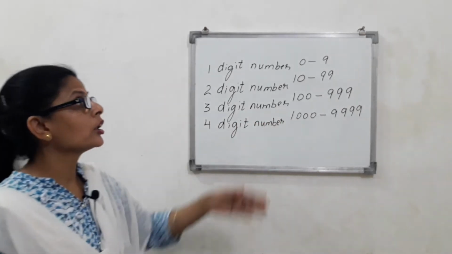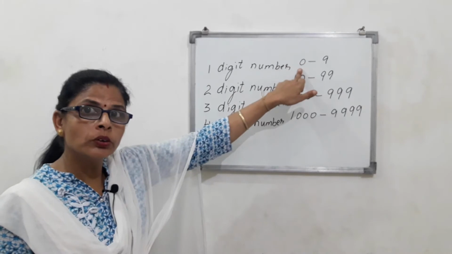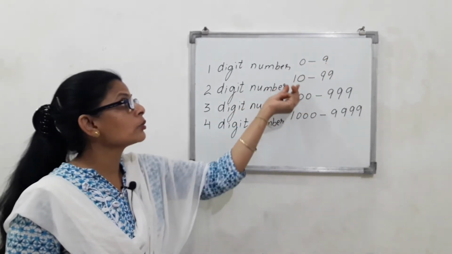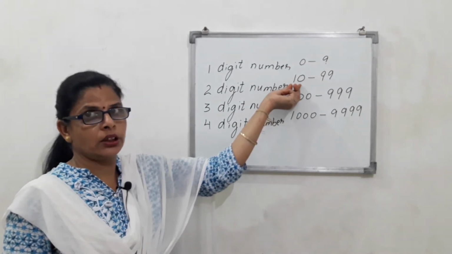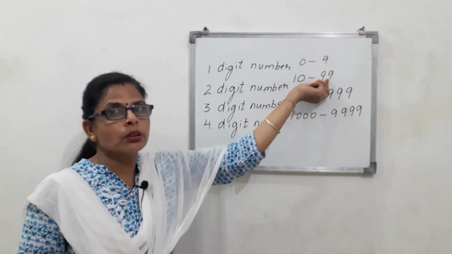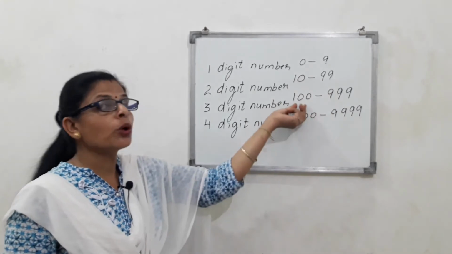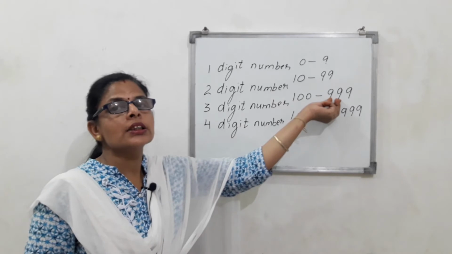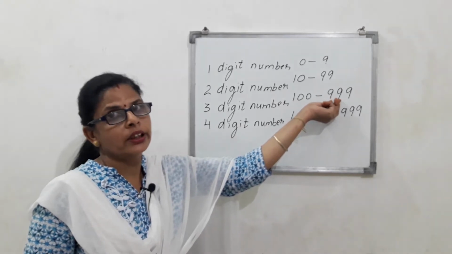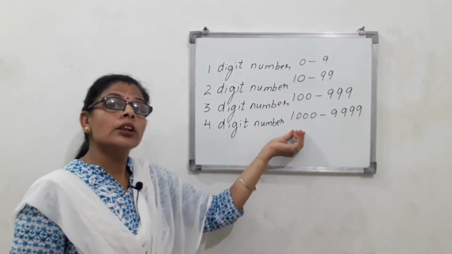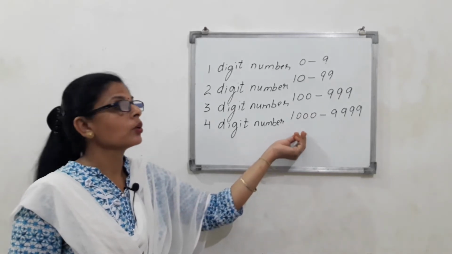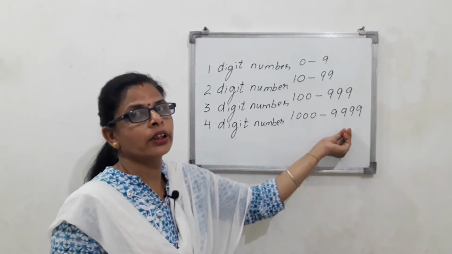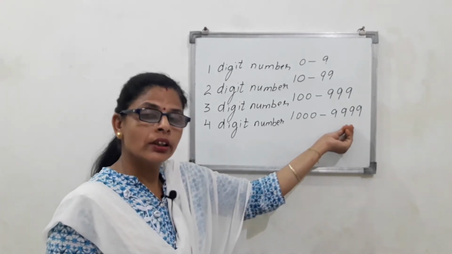This means the smallest 1-digit number is 0, the biggest 1-digit number is 9, the smallest 2-digit number is 10, the biggest 2-digit number is 99, the smallest 3-digit number is 100, the biggest 3-digit number is 999. Now, the smallest 4-digit number is 1000 and the biggest 4-digit number is 9999.